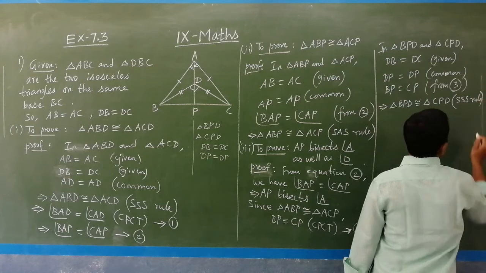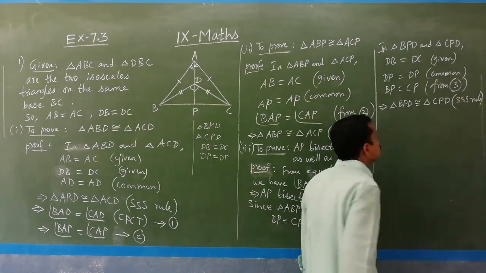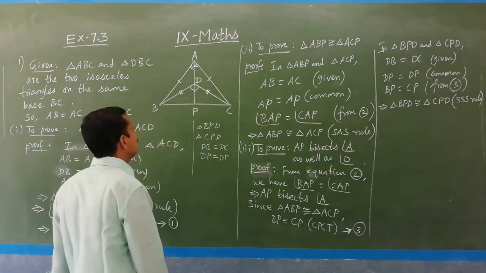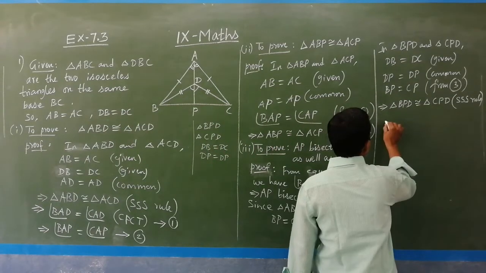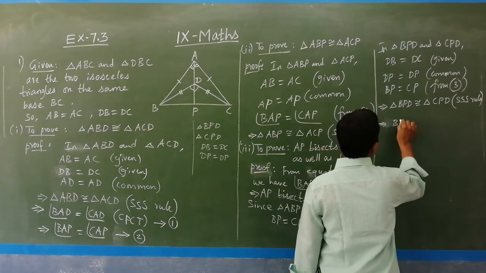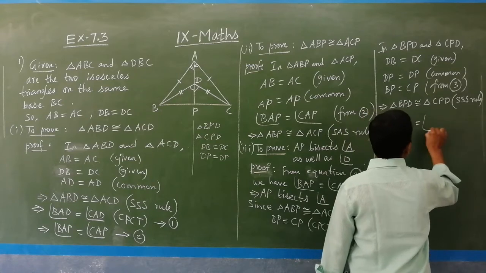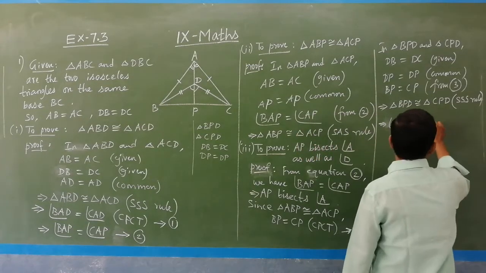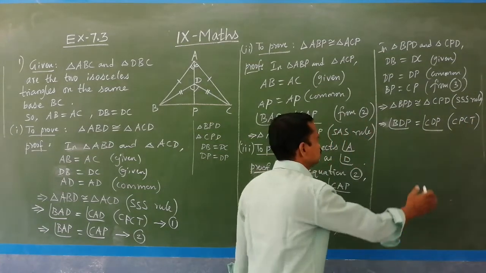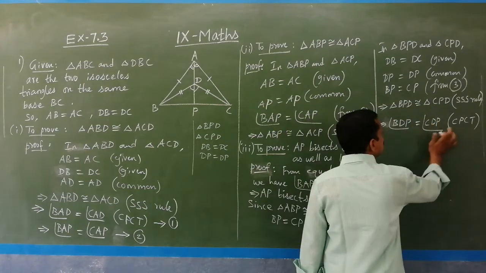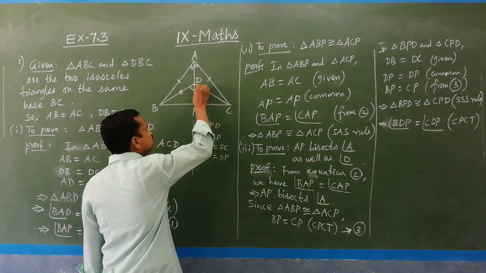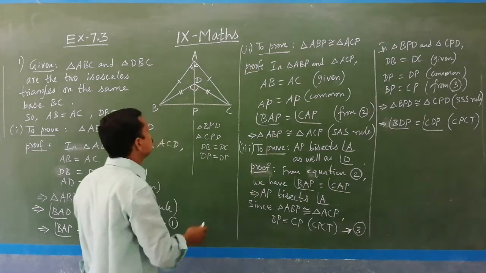By SSS rule, we can say triangle BPD is congruent to triangle CPD. Why did we try to show these two triangles are congruent? Then only by CPCT we can have angle BDP is equal to angle CDP. After proving these two triangles are congruent, we can say these two angles are equal by CPCT. So we just proved that angle BDP is equal to angle CDP.